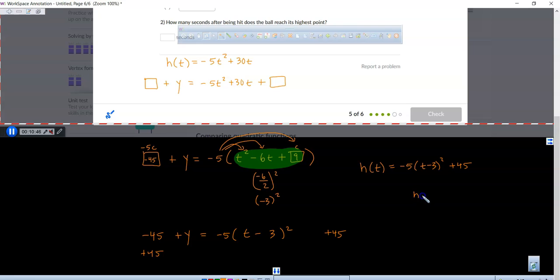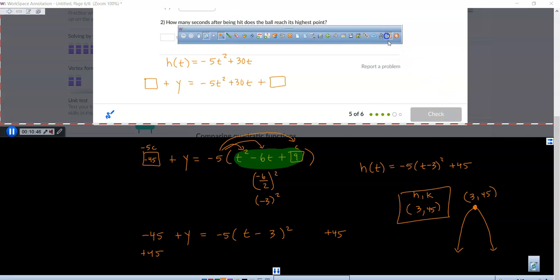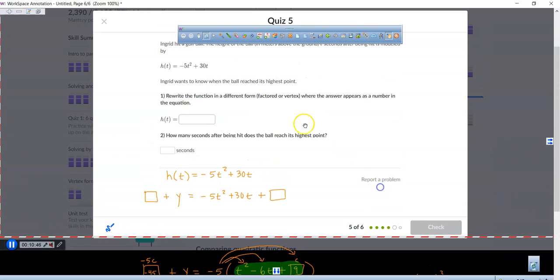Now that means my h and my k value, this is vertex form, my h value is 3, my k value is 45. There's my vertex. So this graph goes up like this and comes back down. And if I were to type this into Desmos, there would be my vertex at 3 and 45, which basically means after 3 seconds it gets to a height of 45 meters. Okay? So right now, I'm going to go ahead and finish this up.